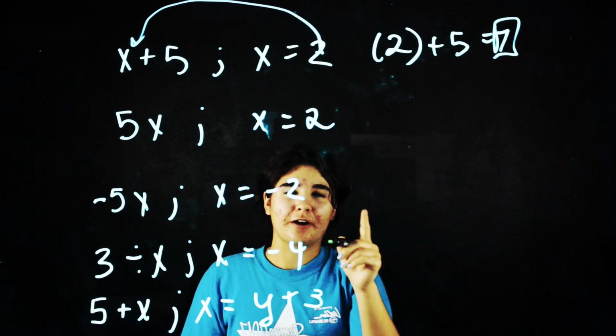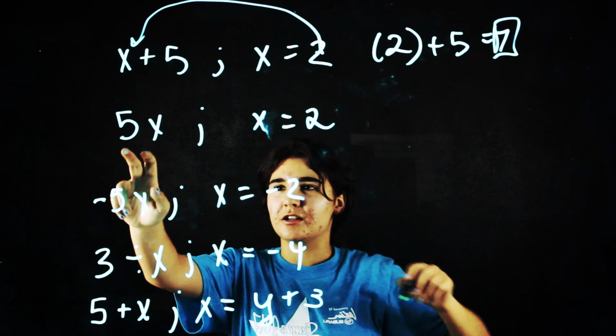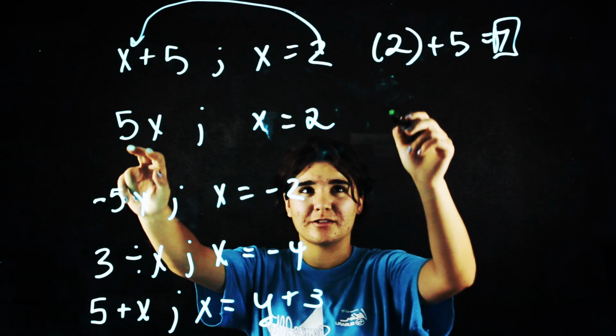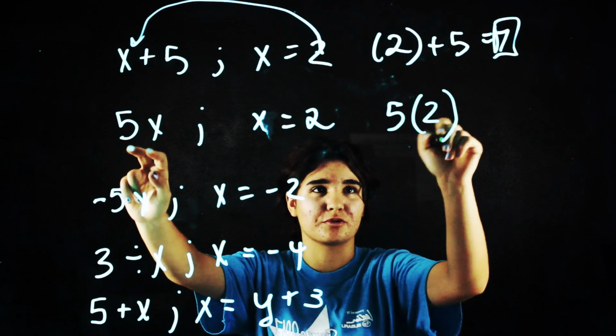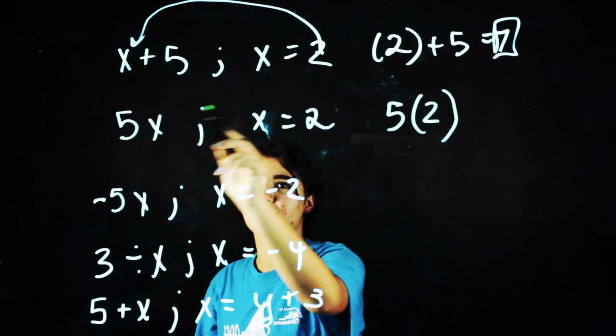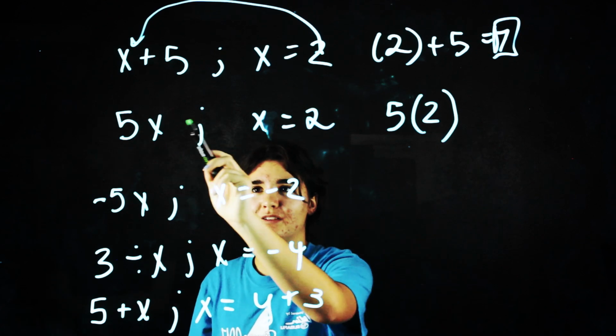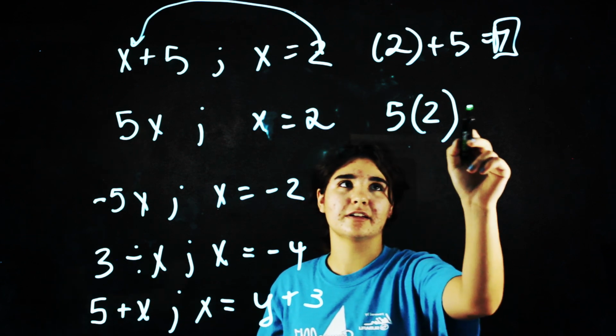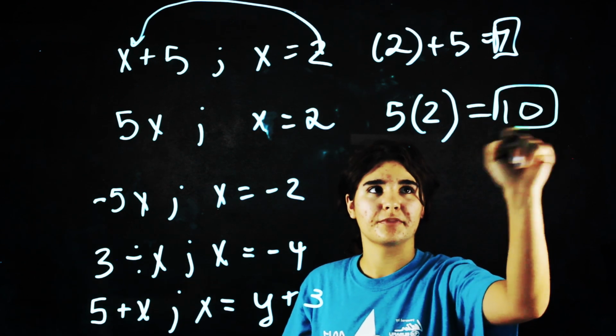Now this is where it counts. So this 5x really means 5 times x, right? So that's why we have to use those parentheses, because this means 5 times 2. And so because x is 2, and this is 5 times x, then we need to also make sure we multiply 2 by 5, which is going to get us equal to 10.